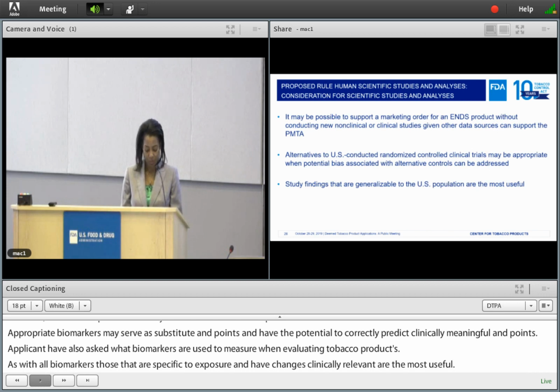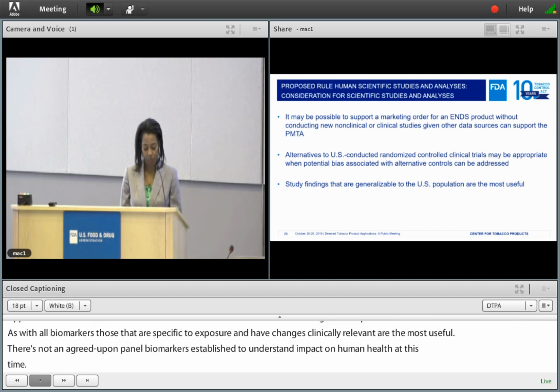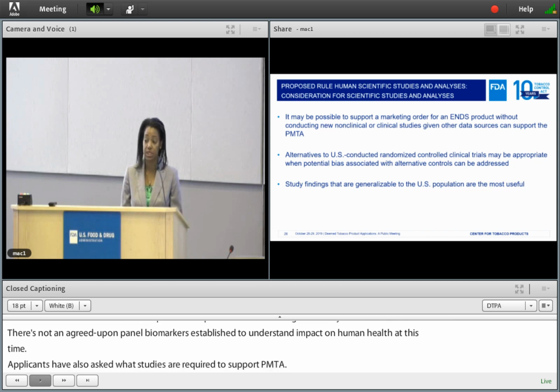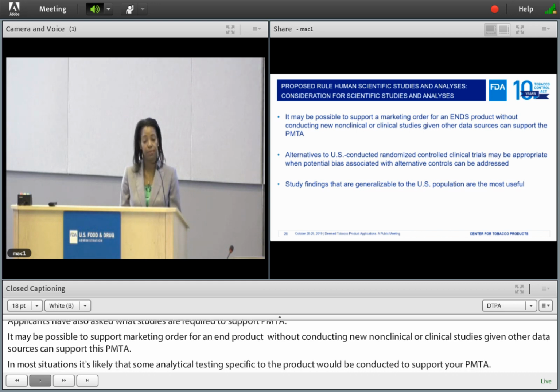Applicants have also asked, what studies are required to support a PMTA? It may be possible to support a marketing order for an ENDS product without conducting new non-clinical or clinical studies, given other data sources can support this PMTA. In most situations, it is likely that at least some analytical testing specific to the product would be conducted to support your PMTA. If conducting studies, alternatives to the traditional randomized controlled clinical trials, which are typically used for drug development, may be appropriate to support a PMTA. Again, the most useful studies are those that are generalizable to the U.S. population.